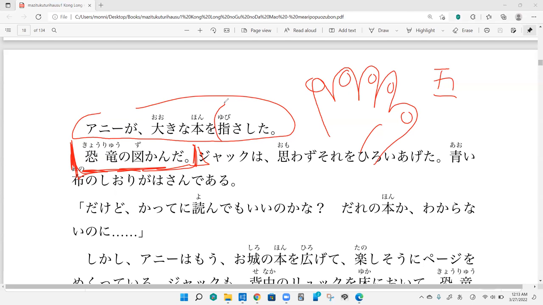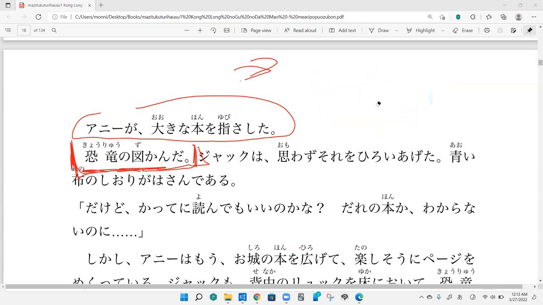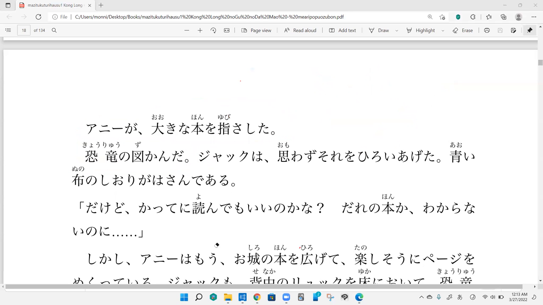So finger is yubi. When finger turns into a verb with yubi sasu, it means to point, because you can't point without your fingers. So Annie points at a big book. And what book does she point at? Kyoryu no zukan da. So I remember this. It's like a picture dictionary of dinosaurs. Perfect. Yep.